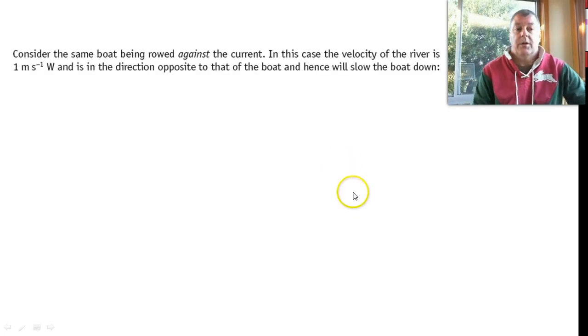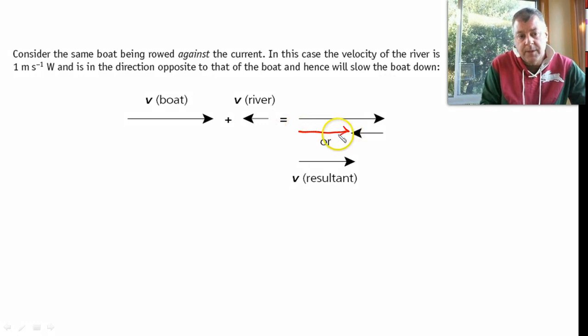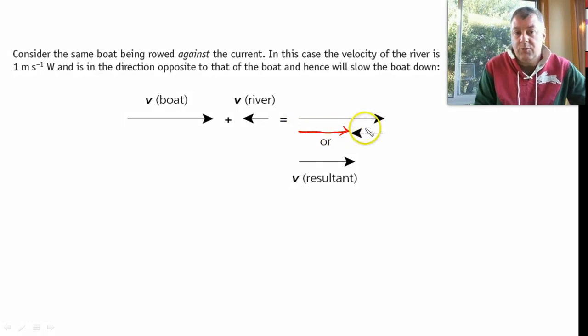Now let's consider the boat going against the current. What does that look like? So here's our current going against us, so we draw the first one, then the second one, and the resultant goes from, let's draw it, from here to here. Now this is an example.